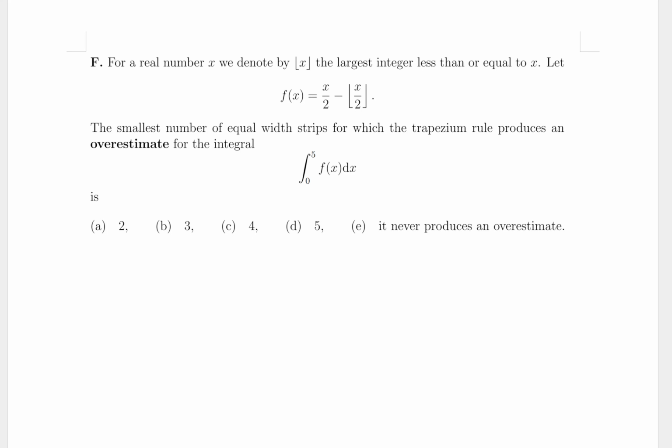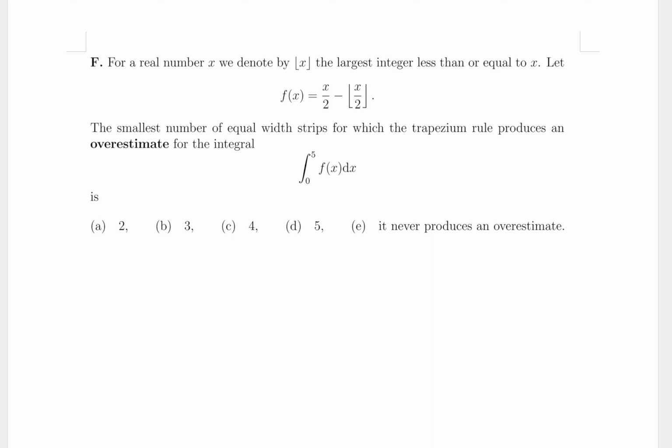So for a real number x, we denote by floor of x the floor function, the largest integer less than or equal to x. Let f(x) be x over 2 minus floor of x over 2. The smallest number of equal width strips for which the trapezium rule produces an overestimate for the integral from 0 to 5 is how many? Okay, so an integration question.